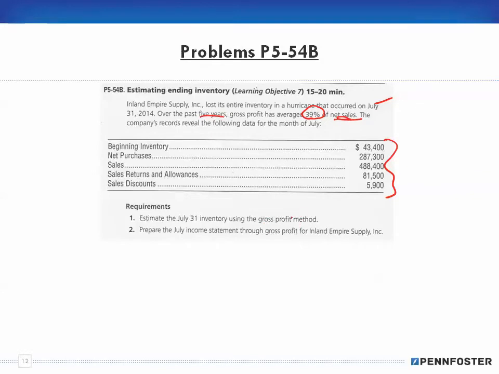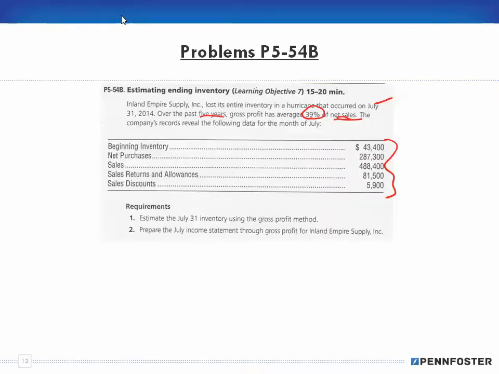Let's see, how am I going to do this? I will go to a new slide here. Use the information from your textbook. I'm on a blank slide, and I'm going to be bouncing back and forth a little bit. Using the gross profit method, we start out with the beginning inventory, which was 43,400. Then we add in our net purchases, which was 287,300.